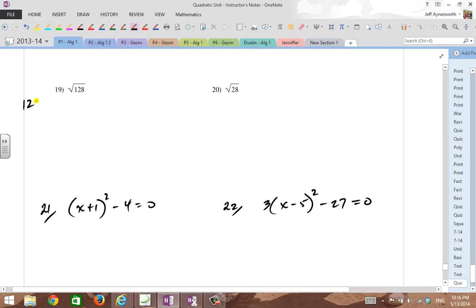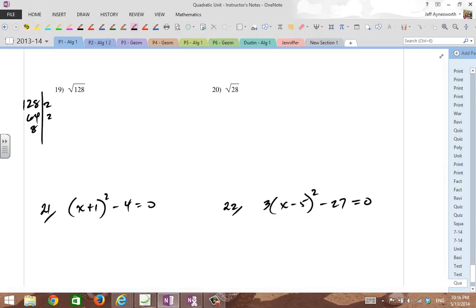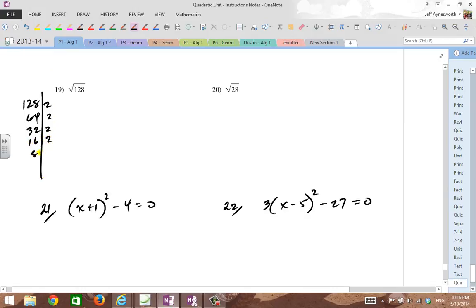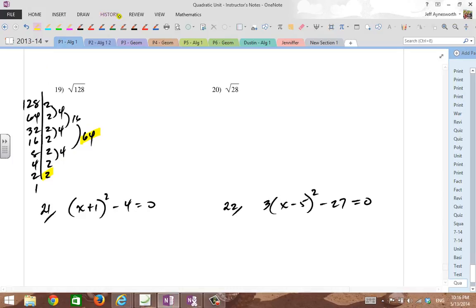On the 128, we get 128 divided by 2, 64 divided by 2 is 32, sorry. I'm thinking of something else. 32 divided by 2, 16 divided by 2, 8 divided by 2, 4 divided by 2 is 2, divided by 2 is 1. So I see a square here, here, and here. I see a square here and here, and we should know that. Okay, 64 times 2 is 128. We should have stopped actually right here. 2 times 64 is 128, so we should have stopped. So we have the square root of 64 times root 2, which is 8 root 2.